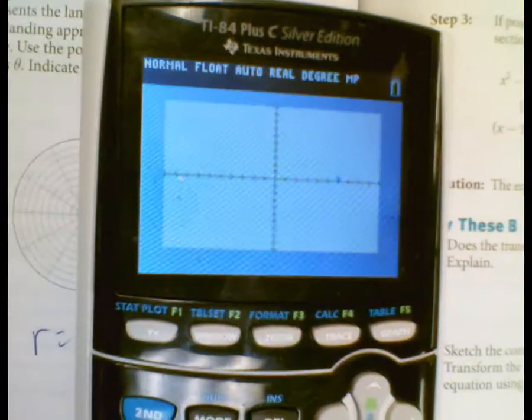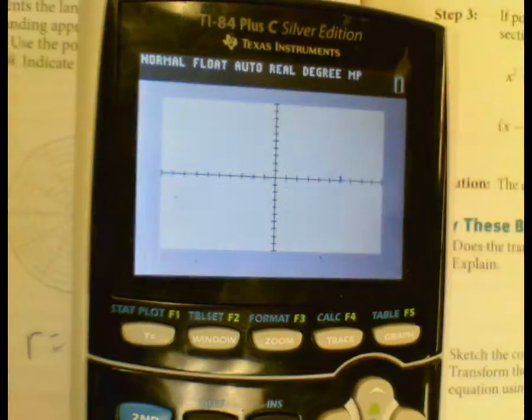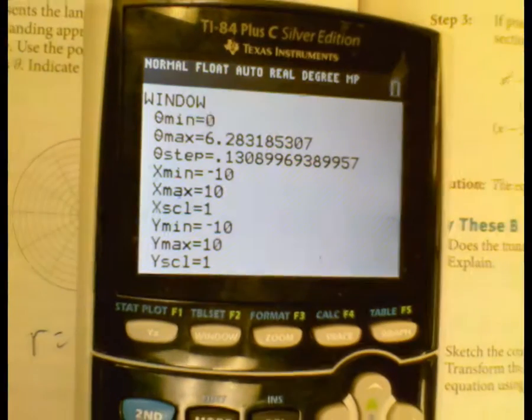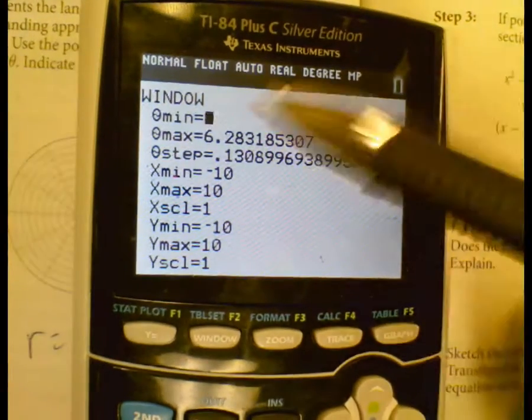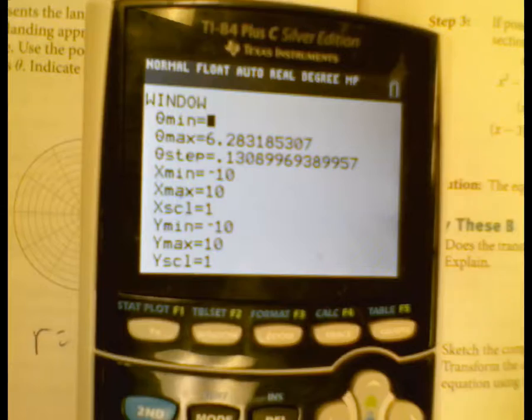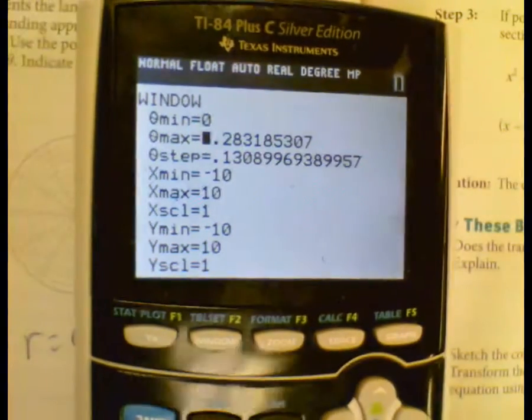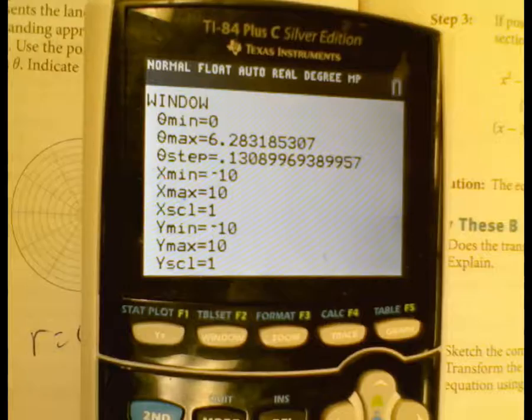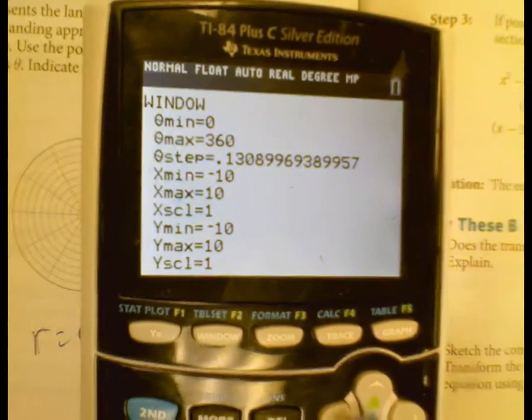Oh, you'll notice that it's going really slow. It's going so slow, so we have to do something. We have to go to window. We're going to adjust this. So 0, a theta min and max. Let's go 0 to, we're in degrees. See, they're in radians on my calculator. So we're in degrees. So let's go 0 to 360, first of all.